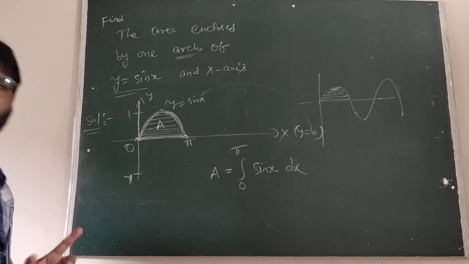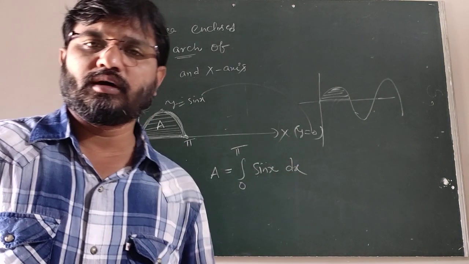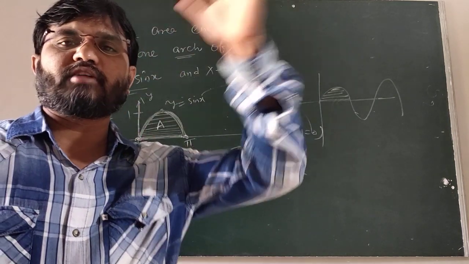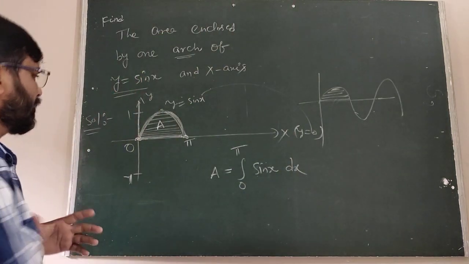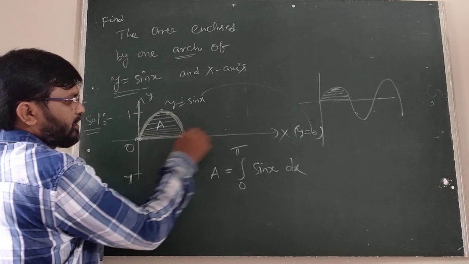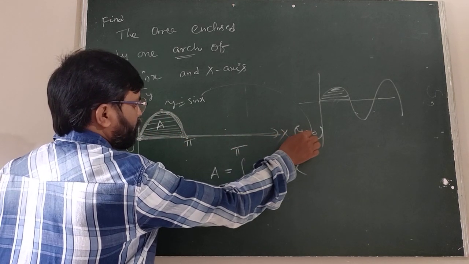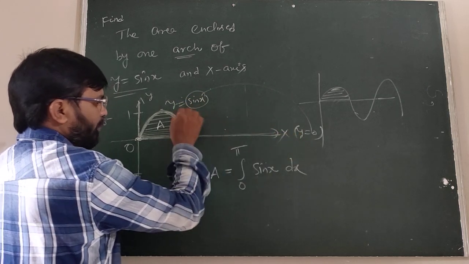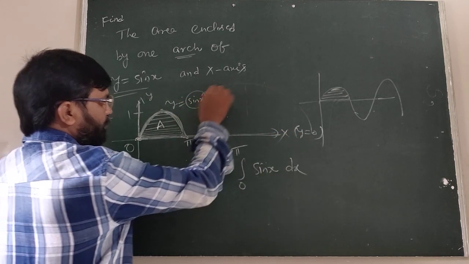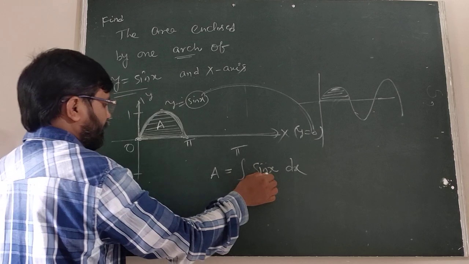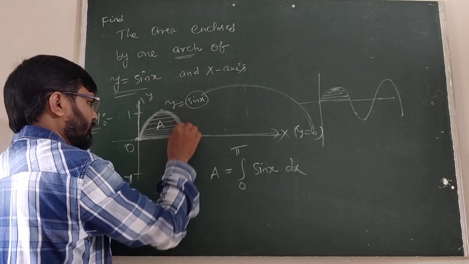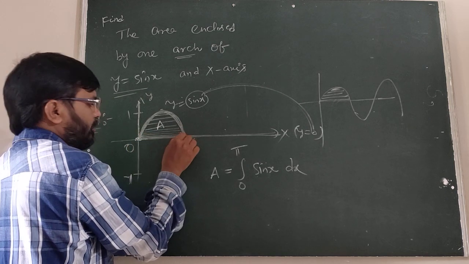Yesterday I discussed about any two curves. To find the area between any two curves, that means upper curve minus lower curve. Here the upper curve is sin x, and this is y equal to 0. Therefore y1 minus y2 dx, that means sin x minus 0 is sin x. So the limits are 0 to pi. The curve is y equal to sin x, and this is y equal to 0.